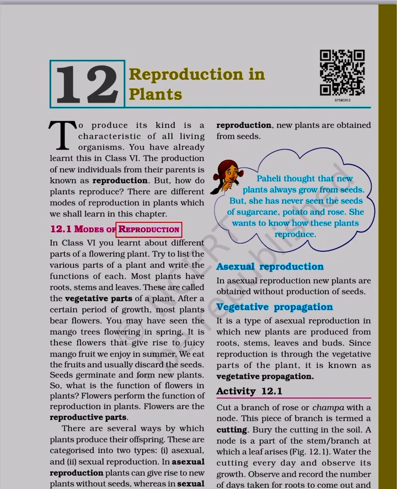12.1 Modes of reproduction. In class 6 you learnt about different parts of a flowering plant. Try to list the various parts of a plant and write the functions of each. Most plants have roots, stems and leaves. These are called the vegetative parts of a plant. After a certain period of growth, most plants bear flowers. You may have seen the mango trees flowering in spring. It is these flowers that give rise to the juicy mango fruit we enjoy in summer.